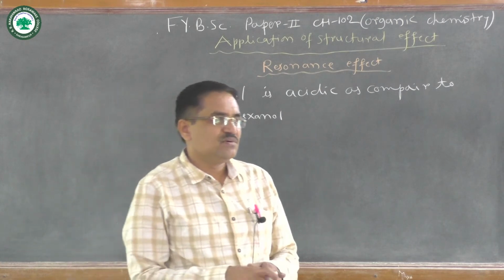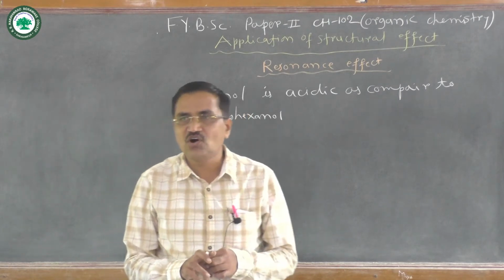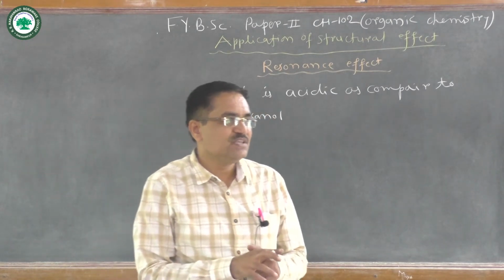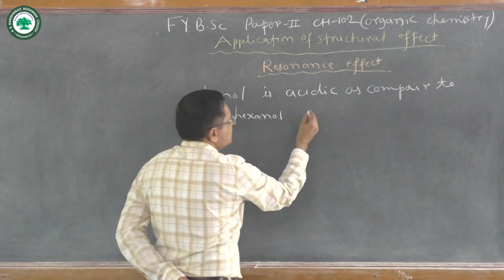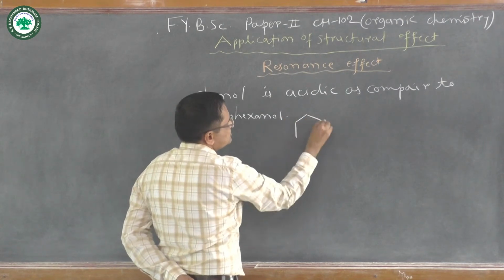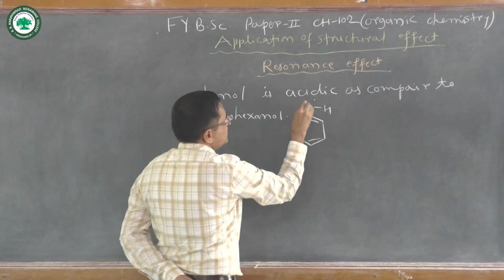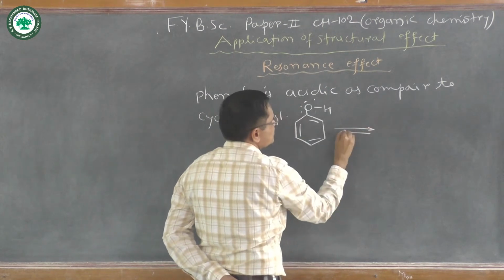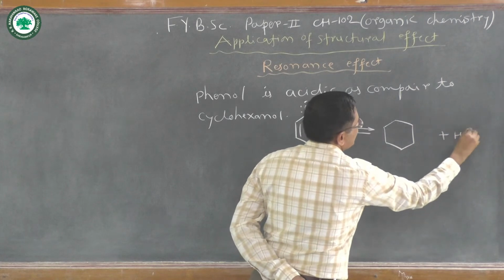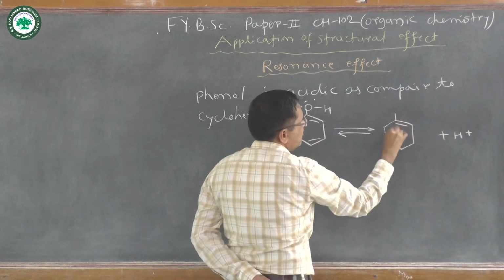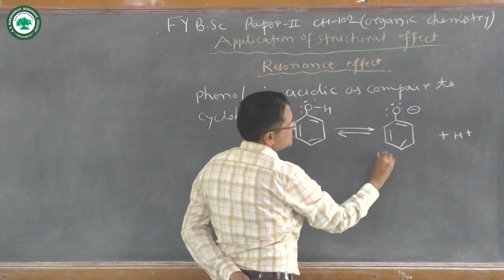The compound which donates H plus ions easily is called a strong acid as per the Arrhenius acid base theory. Now phenol dissociates and it gives H plus ion and forms phenoxide ion. This is phenoxide ion.